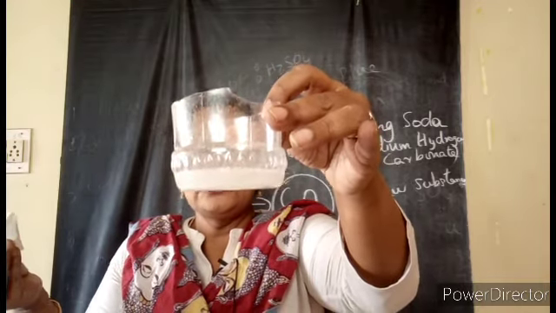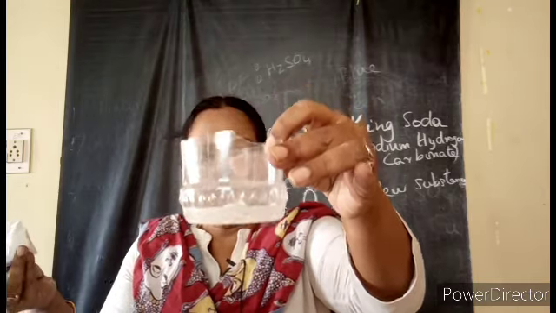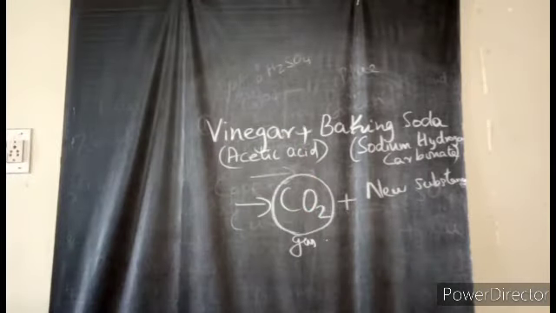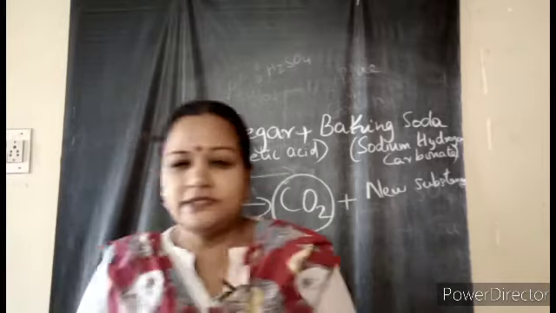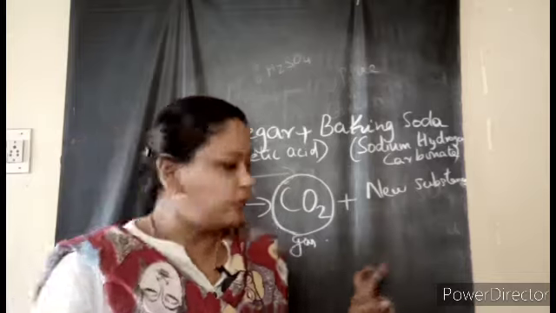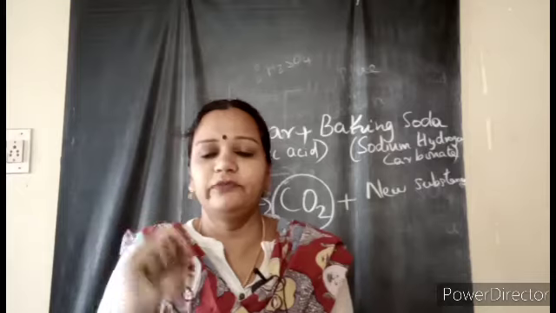You can see. So this sound, and also the gas evolved, is nothing but CO2, children. That is carbon dioxide. We have seen the bubbles, and there was also some sound, and you were able to see the gas formation. The gas formed was carbon dioxide. How can we confirm that it is carbon dioxide?